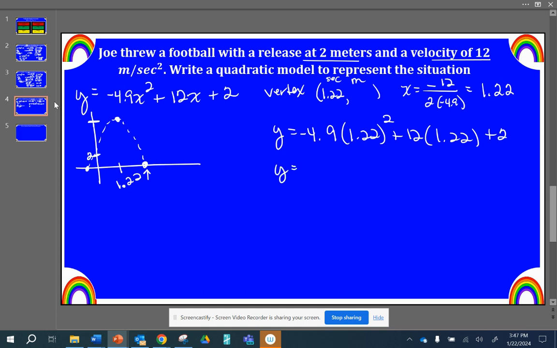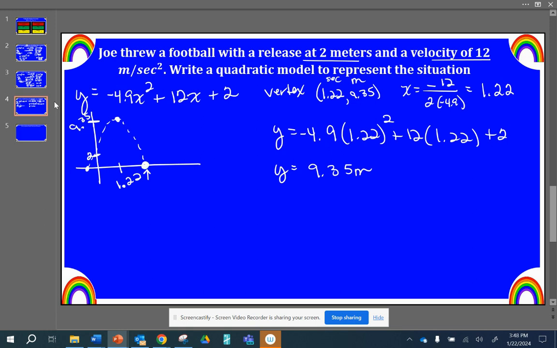I'm going to just use parentheses and plug all this into my calculator. Now remember that the negative sign and subtraction are two different functions. And I get 9.346, so I'll say 9.35. So that's the maximum height, 9.35, and that is meters. So that's how you interpret the vertex. It takes 1.22 seconds to reach the maximum height of 9.35 meters.